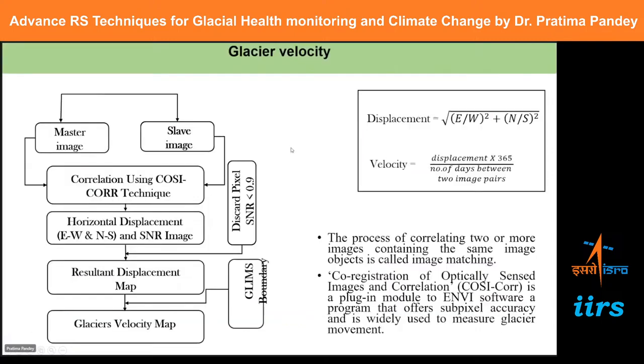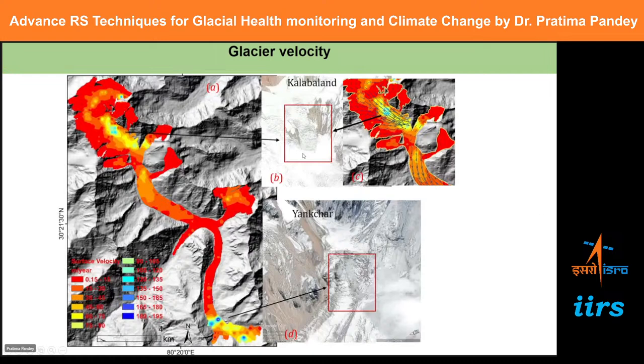Another parameter is the glacier velocity. By using two temporal data sets and the feature tracking method, we track a feature on the surface of the glacier to find out the velocity. So by using remote sensing data, we can use the feature tracking method to find out the displacement and subsequently glacier velocity.